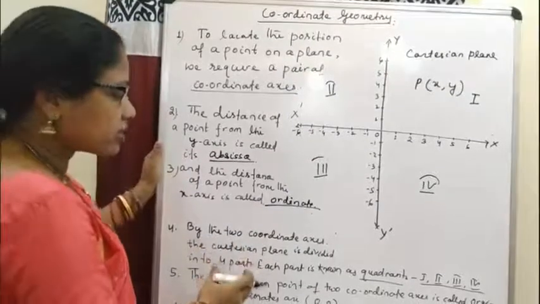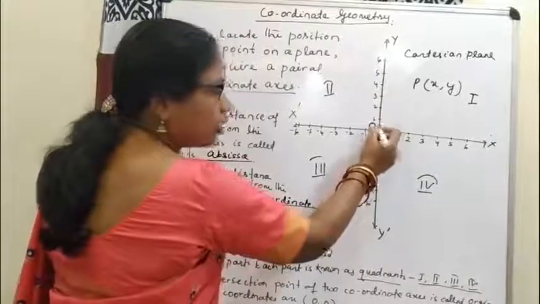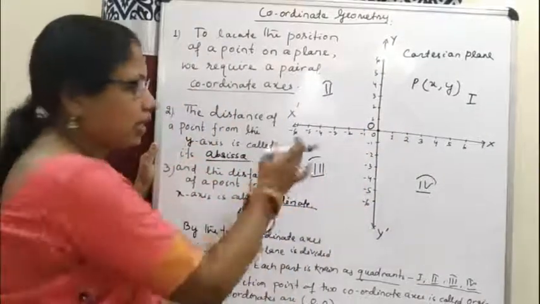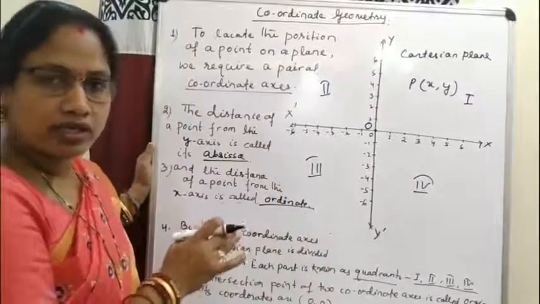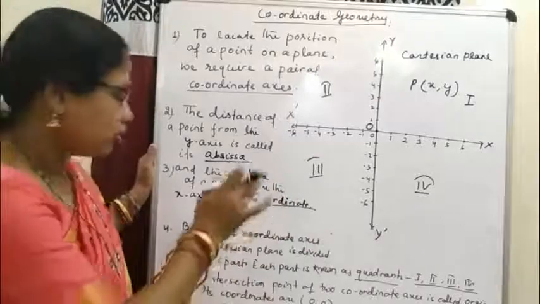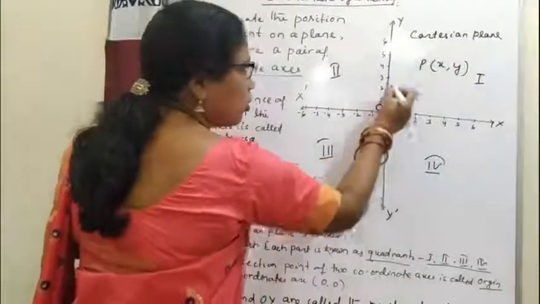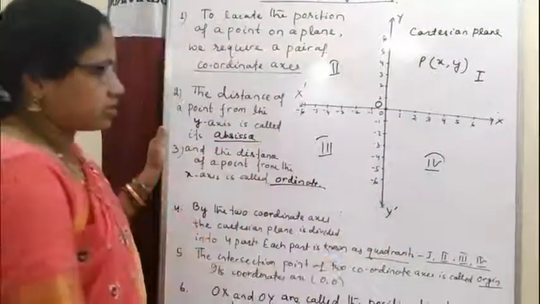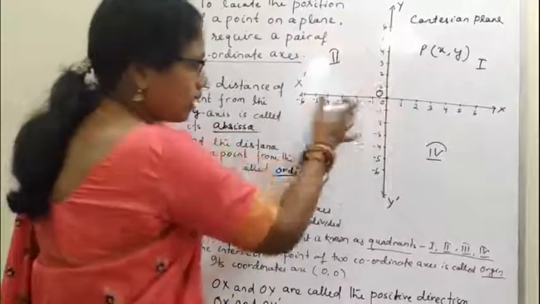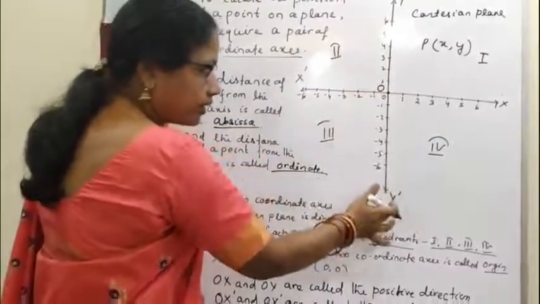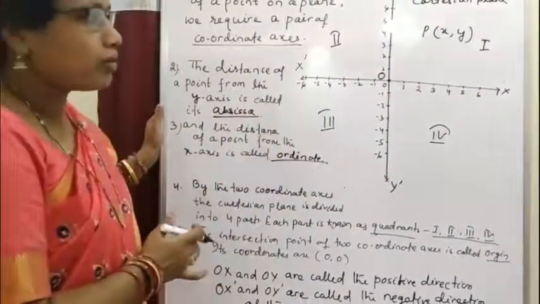The intersection point of the two coordinate axes, this point O, is known as the origin. The coordinates of the origin are 0, 0. The x coordinate is 0 and the y coordinate is also 0. OX and OY are the positive directions of the x-axis and y-axis. And OX dash and OY dash are the negative directions of the x-axis and y-axis.